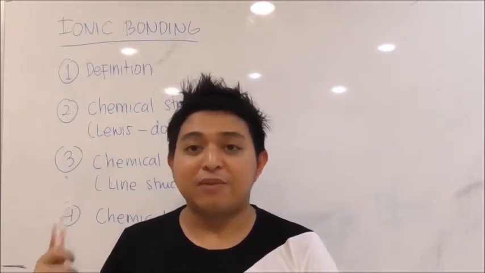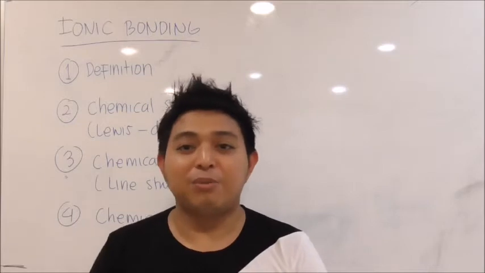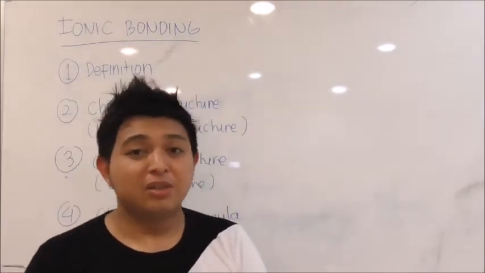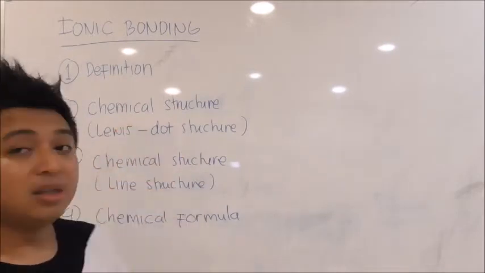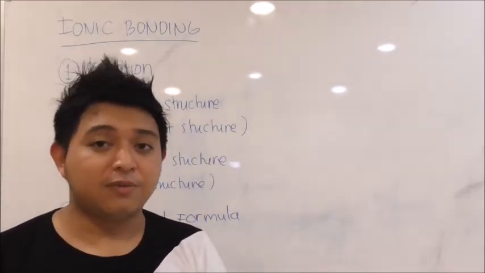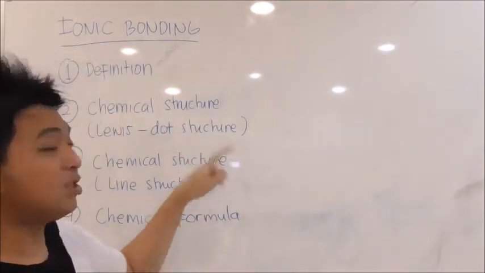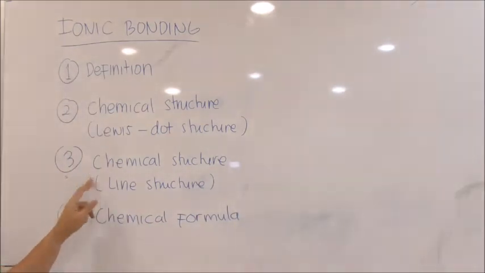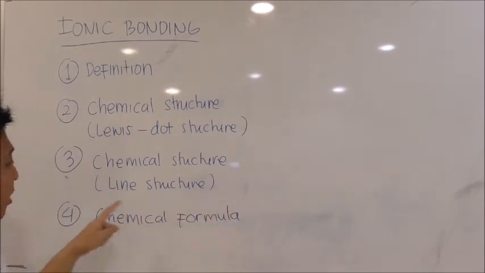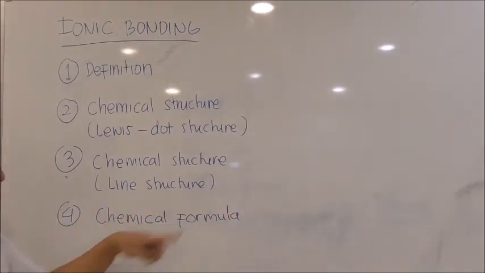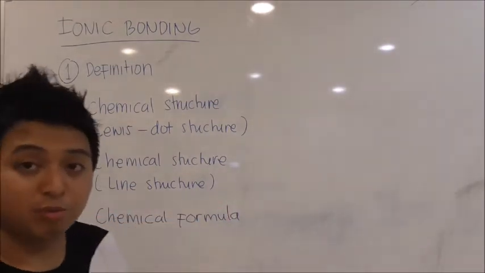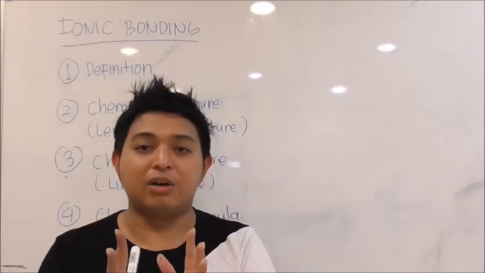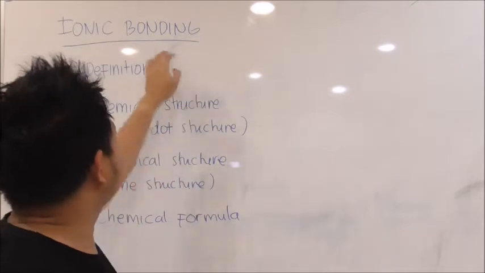The first one is I have to review a little bit about the definition. What is the definition of ionic bonding? The second one is chemical structure, the first one being the Lewis or dot structure. The third one is chemical structure again, but the line structure. And the last one is the chemical formula. So there are 4 things that I want to teach you right now on how to make the ionic bond.